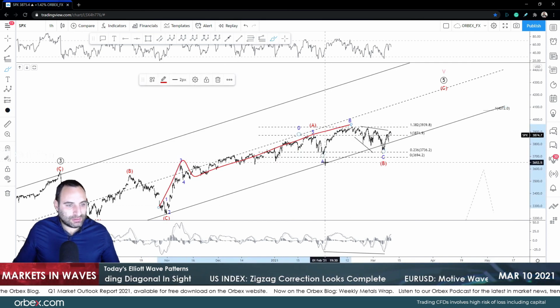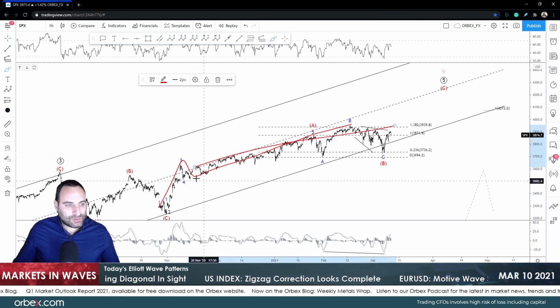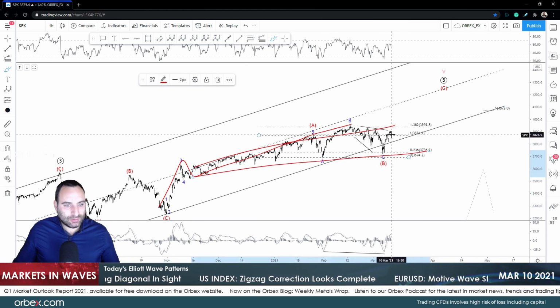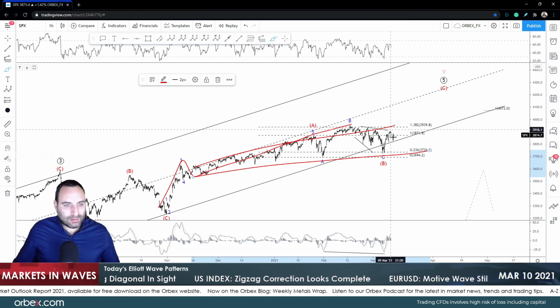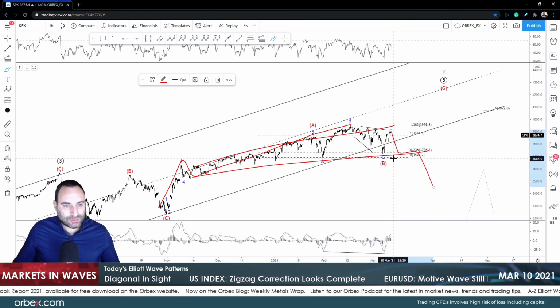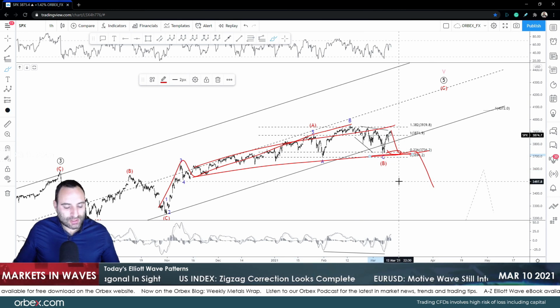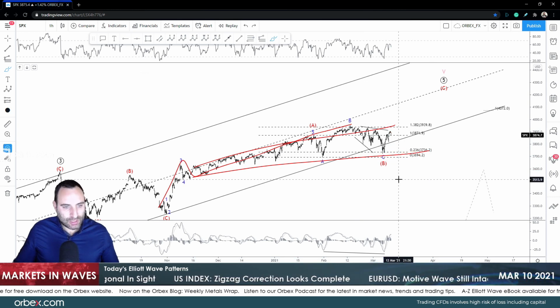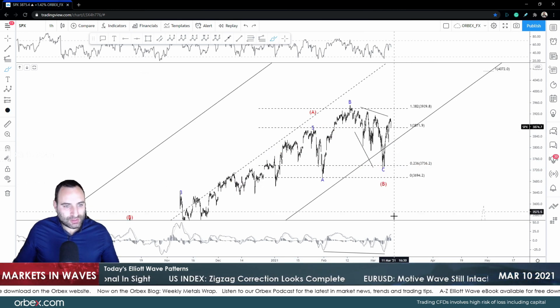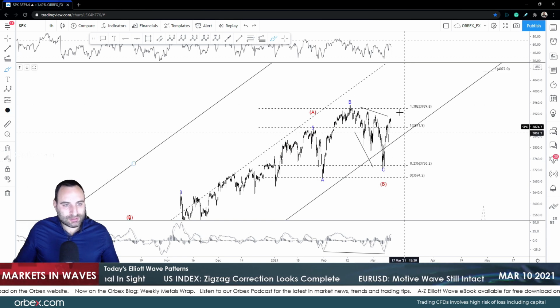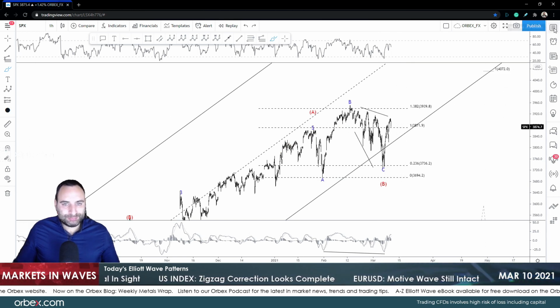Now, of course, the other scenarios here as well: A, B, and an ending diagonal in C, or something over here, something like that, which means that we're going to stop up here and then we're going to return back to lows. If we break, of course, below the 37, 36, then the situation is going to get more complicated. But the truth is, I see no signals for a downside, at least for now.